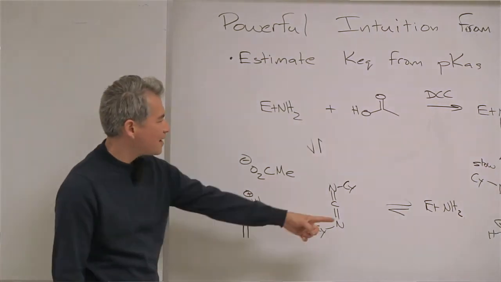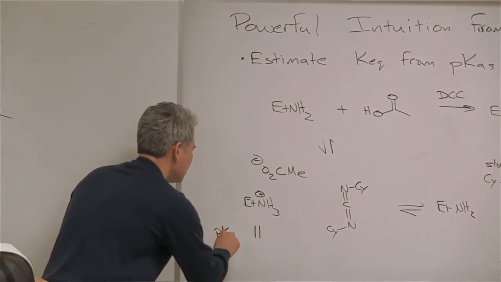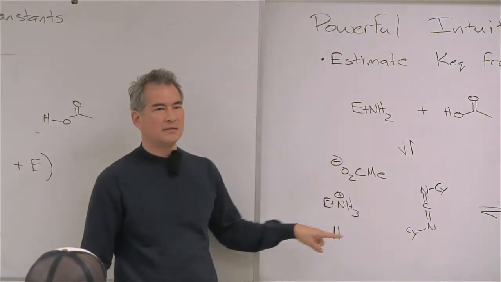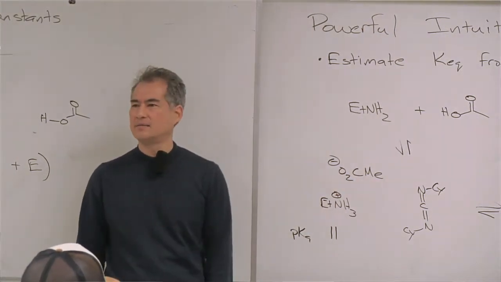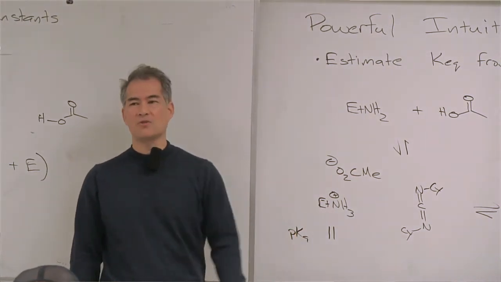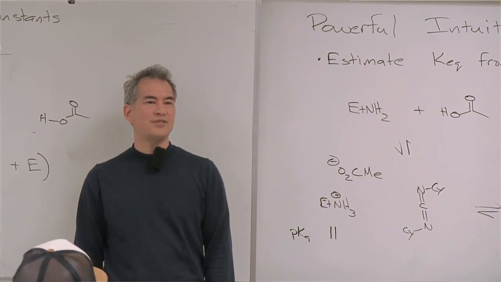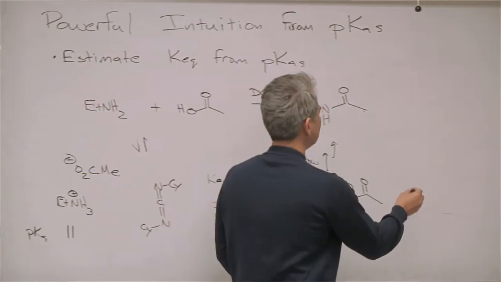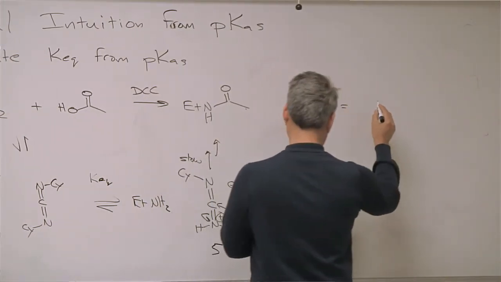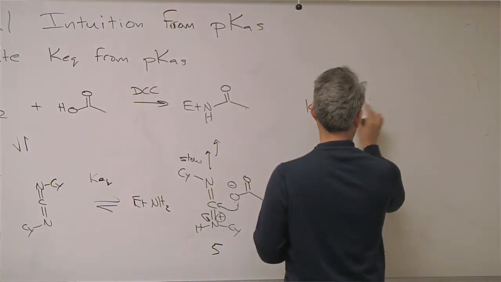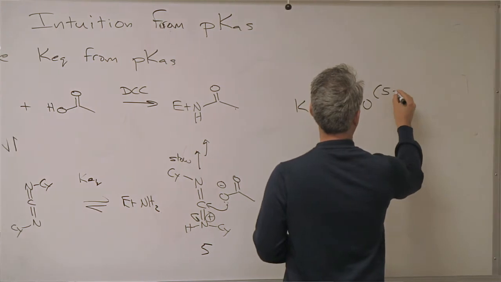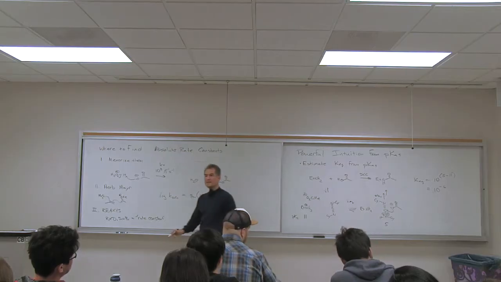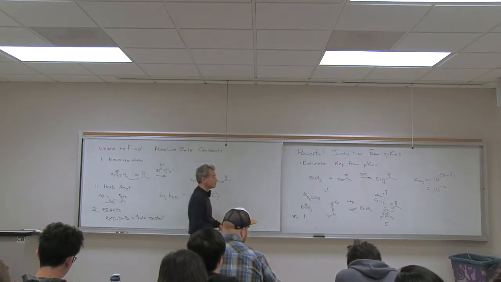If I know the pKa values for this, what I really know is something about acid strength. Which of these is the stronger acid, the aminium ion or the ammonium ion? The aminium ion is the stronger acid. How much stronger? 10 to the 6th. So we can estimate the equilibrium constant from knowing that. Even I can do this math. Just from knowing the pKa's, I can estimate this very rapid equilibrium.